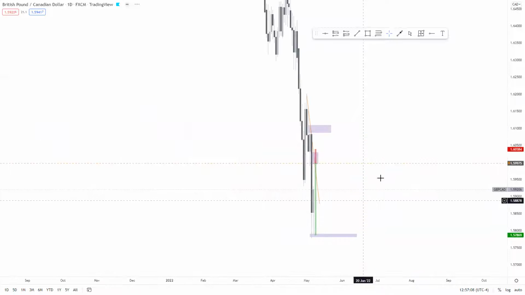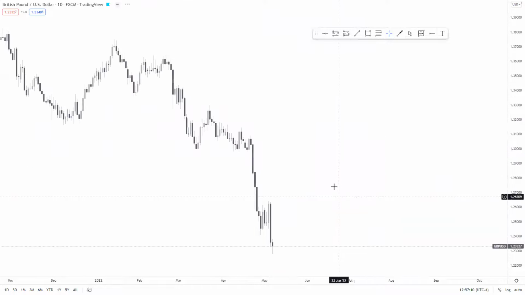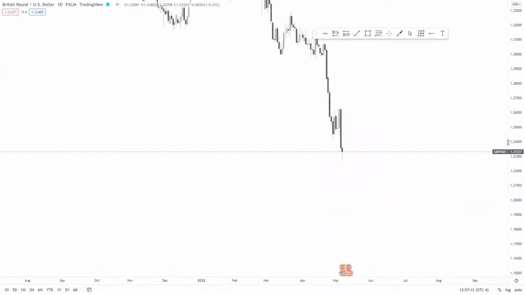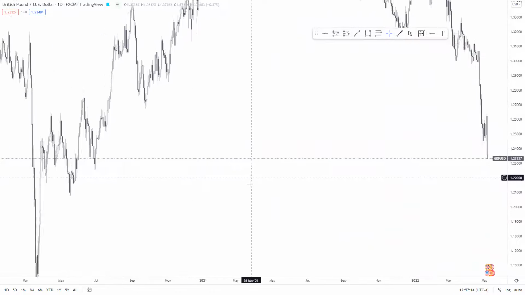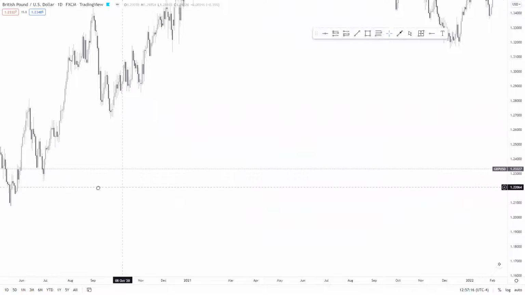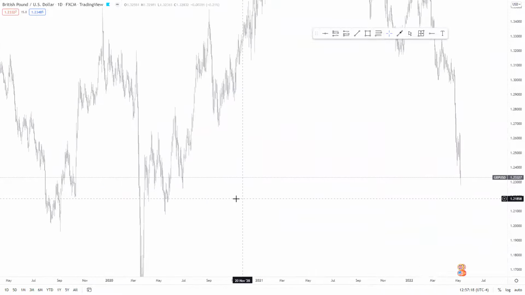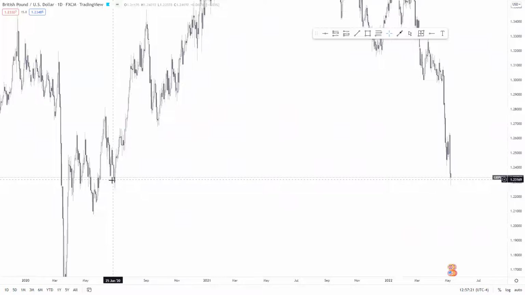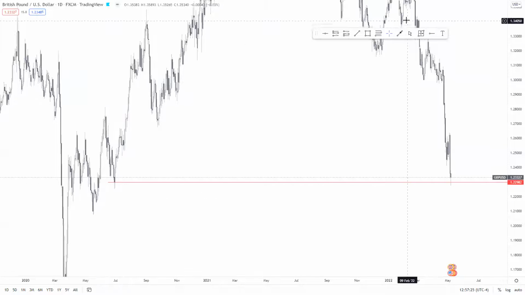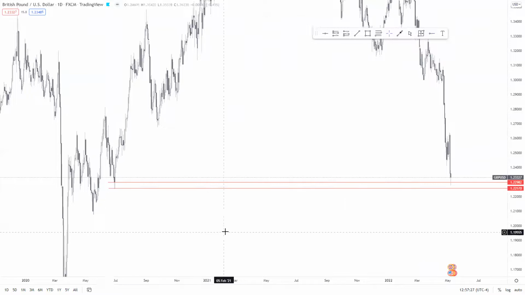Going back to the daily time frame and the next pair, which is GBPUSD. GBPUSD, I previously marked it on the weekly time frame here. You can see it's very far, but it's a valid zone here. Just going to draw a line here and another one here.